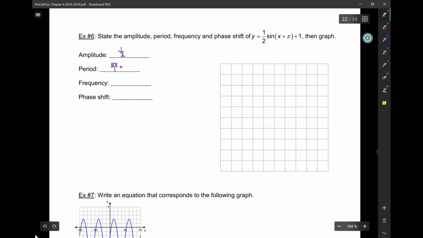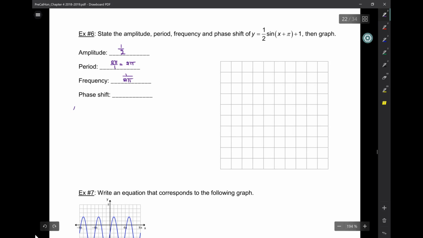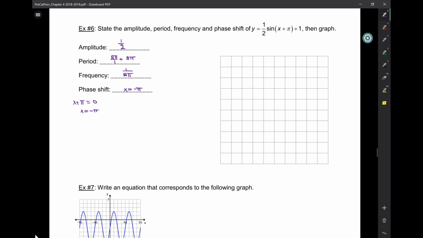2 pi over 1, which is just 2 pi. What's the frequency then? 1 over 2 pi. Make sure the pi is in the denominator. Phase shift, x plus pi equals 0, x equals negative pi. What does that mean? Everything's moved to the left. How many units? Pi units.